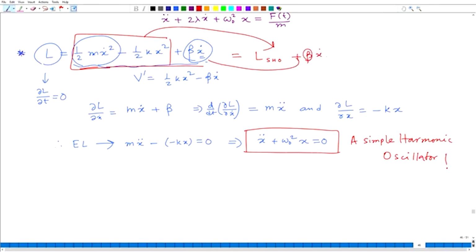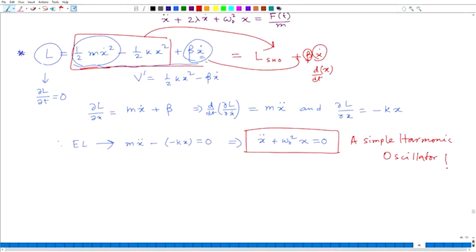Now, beta is a constant, and what is x dot? This is d/dt of x, which we forgot. So, x dot is nothing but d/dt of x. So, what is this? This is d/dt of beta x, which is a function of course of x and t. I mean here this is just a function of x. So, we have no problem.